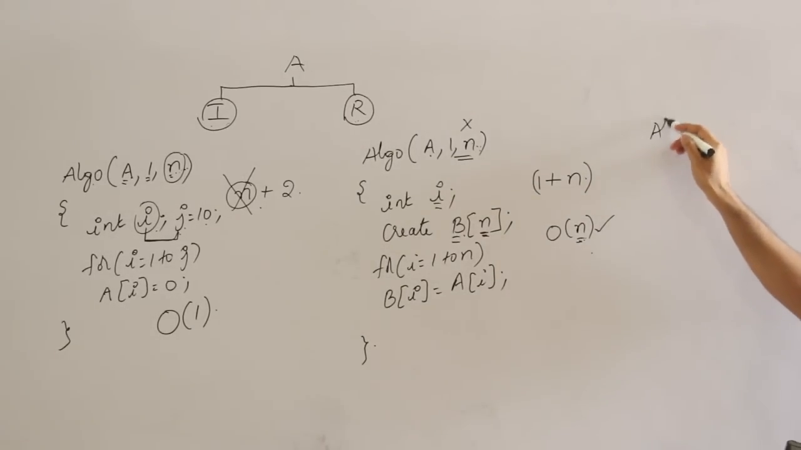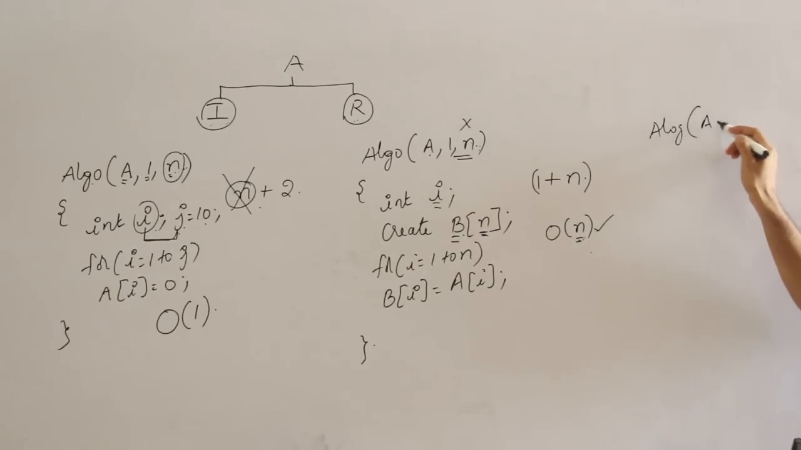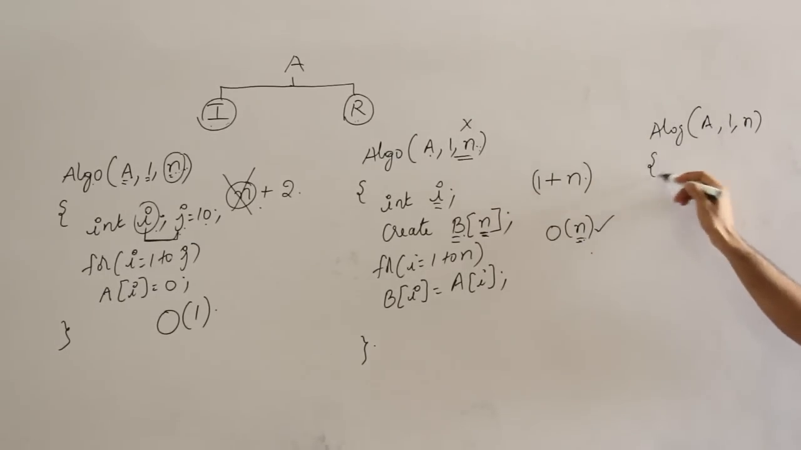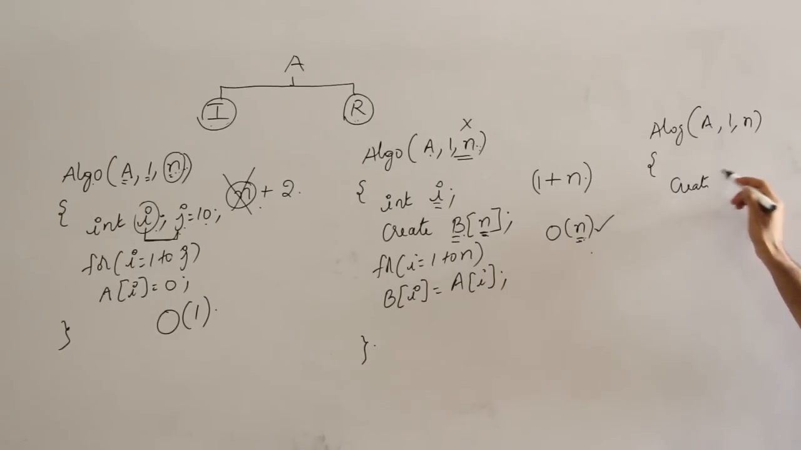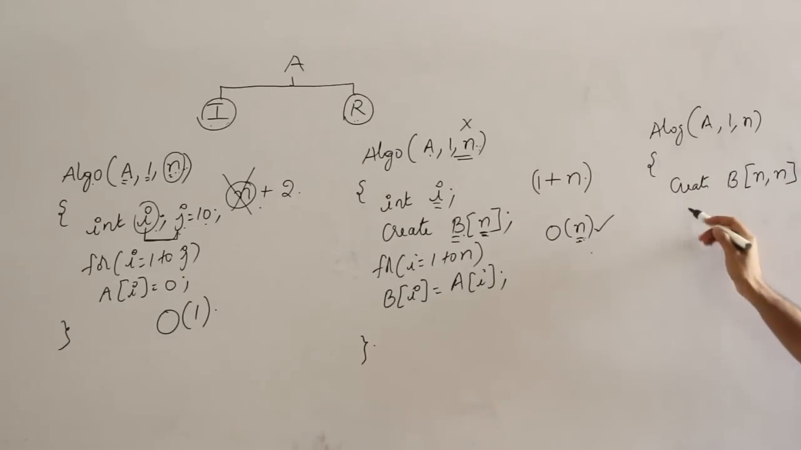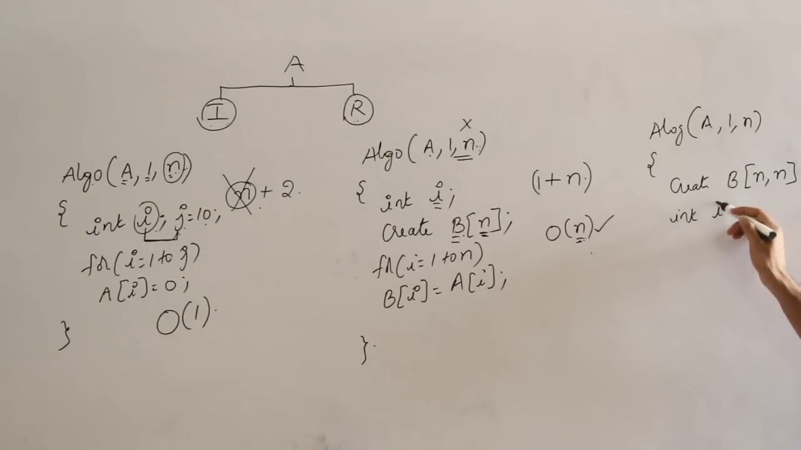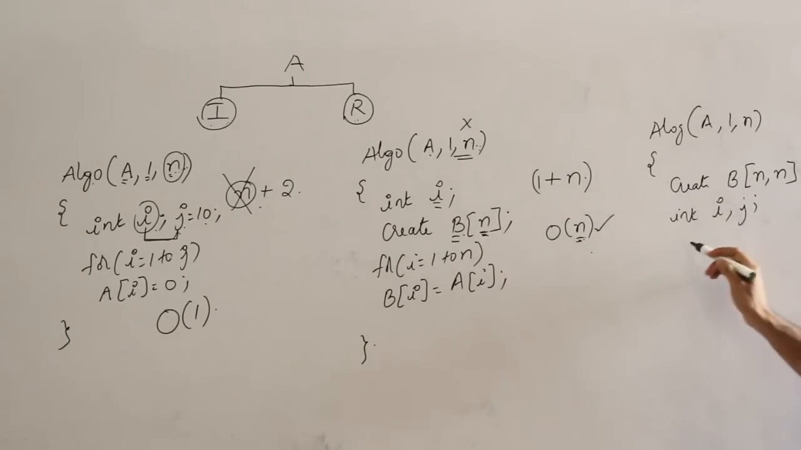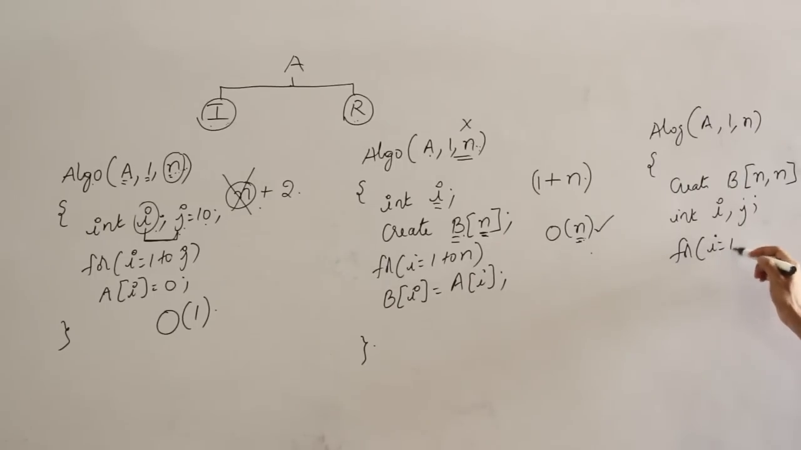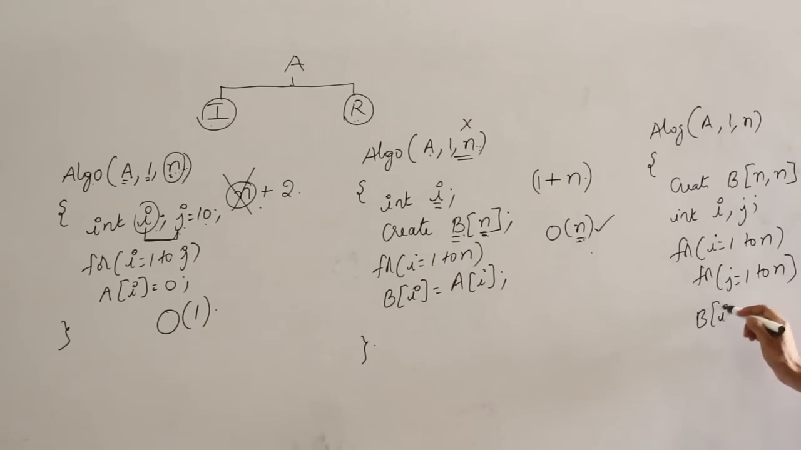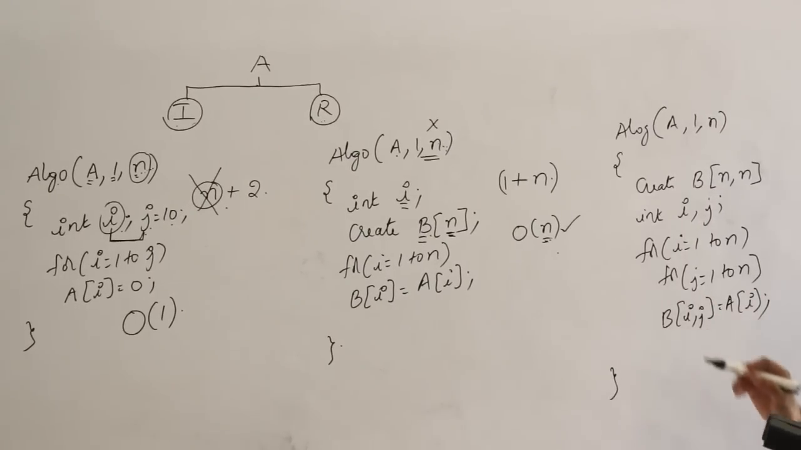Let us say I have an algorithm which is given an array A of size n, and now I am creating an array B which is two-dimensional, of size n by n, and then I have two integers, int I comma j. Then for I equal to 1 to n and for j equal to 1 to n, I am simply copying B of i j equal to A of I, something. I am copying everything from A to B, something like this.